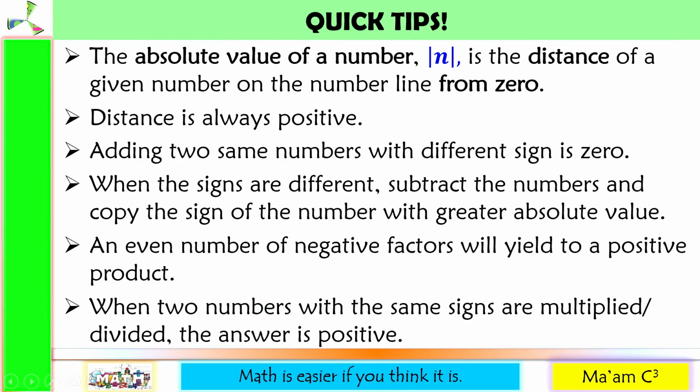Here are some of the quick tips from this lesson. The absolute value of a number, denoted by this symbol, is the distance of a given number on the number line from 0. Distance is always positive. Adding two same numbers with different signs is 0. Example, -10 plus 10 is equal to 0. When the signs are different, subtract the numbers and copy the sign of the number with greater absolute value. An even number of negative factors will yield a positive product. I'll give an example of this later. When two numbers with the same signs are multiplied or divided, the answer is positive.